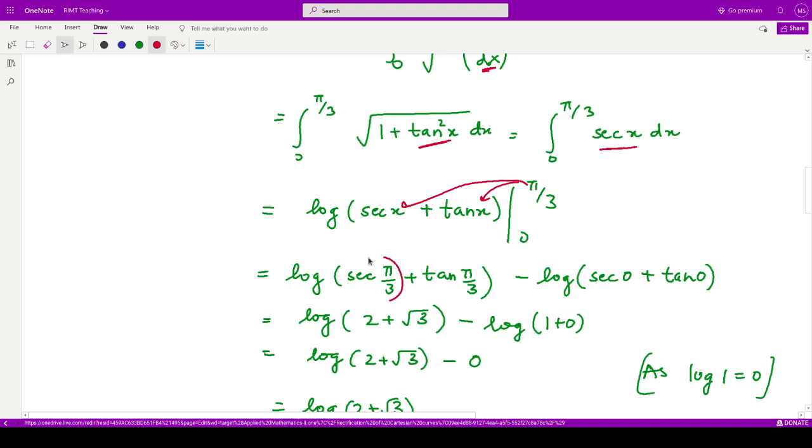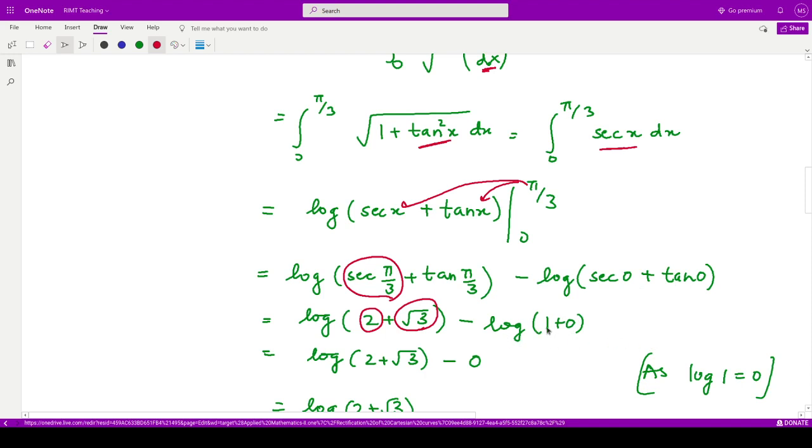So what is this value? It is 1 by cos pi by 3. Cos pi by 3 is 1 by 2, so it is 2. Next, tan pi by 3, its value is square root 3. Then secant 0's value is 1, tan 0 value is 0.